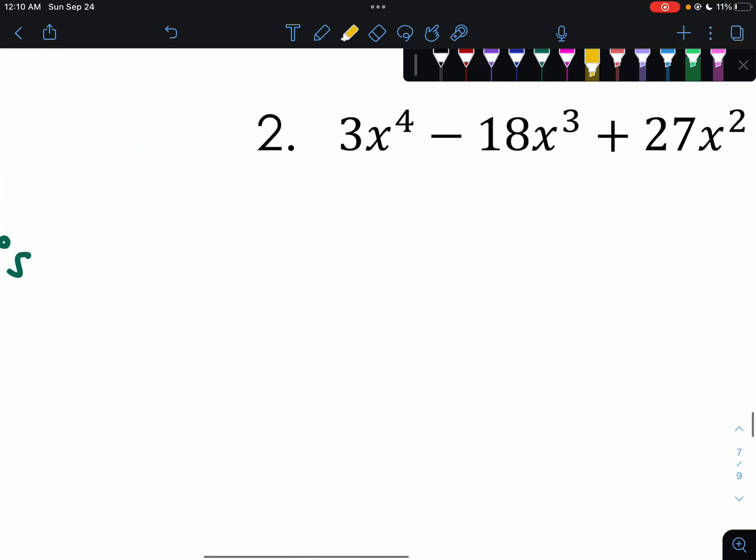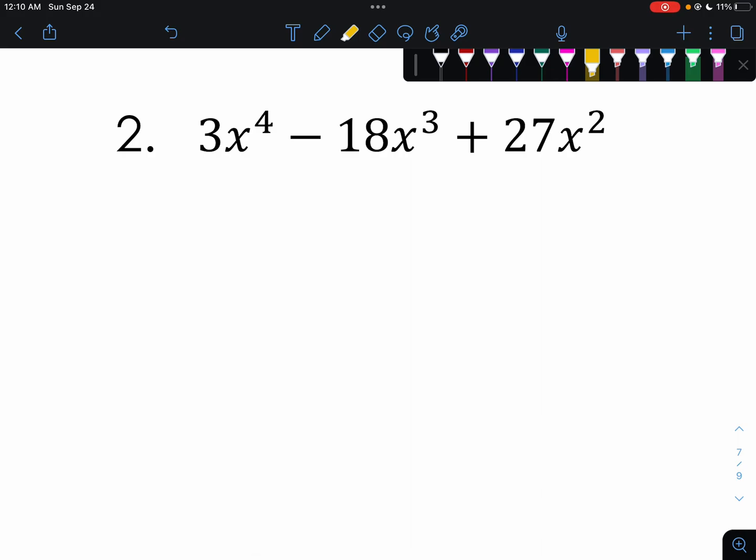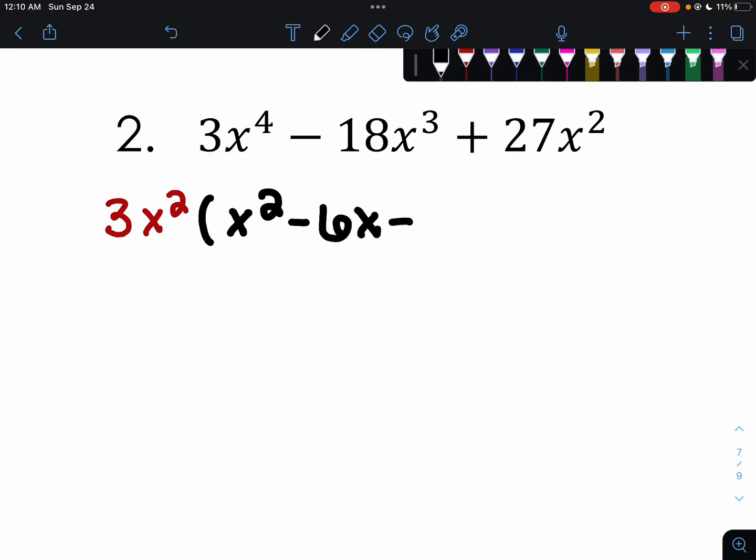Going ahead and looking at number 2, notice that we have 3 terms this time. We still check for the greatest common factor first. So it looks like everything is divisible by 3. And everything has at least an x squared. So we're going to start by factoring that out. Then we're going to see what we have left. So when I divide out 3x squared, it leaves me with an x squared minus 6x plus 9.